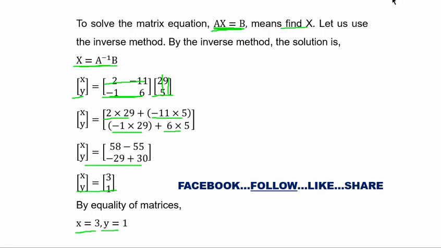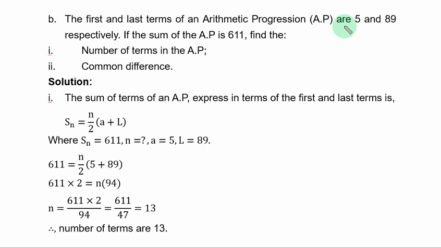Question 11b. The first and last terms of an arithmetic progression, AP, are 5 and 89 respectively. If the sum of the AP is 611, find, one, the number of terms in the AP, and two, the common difference. Solution: for the sum of terms of an AP, we have two formulas.